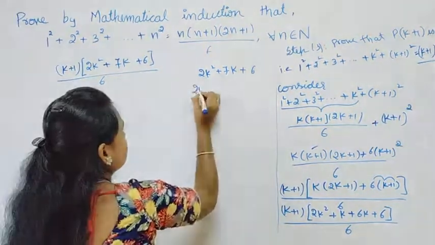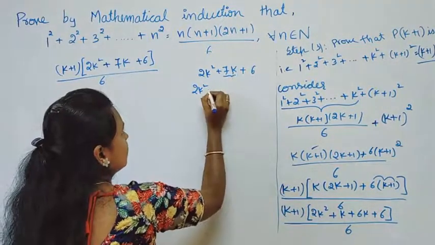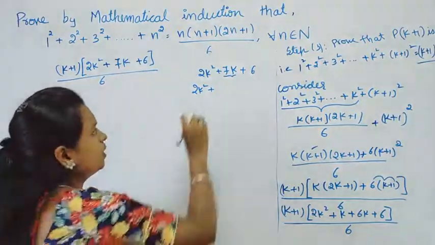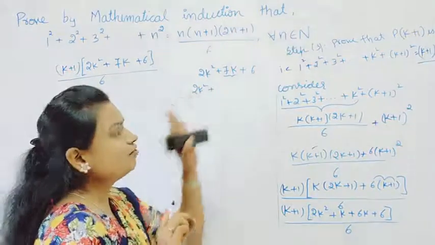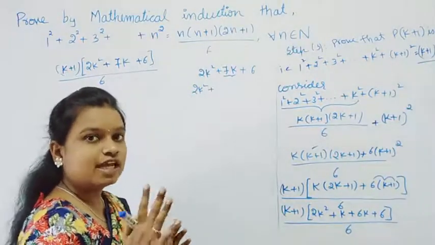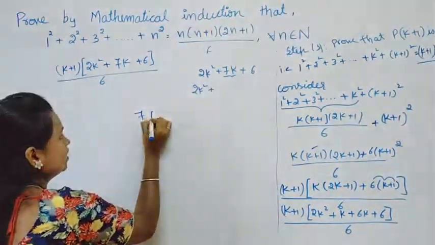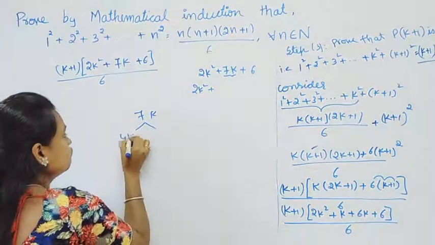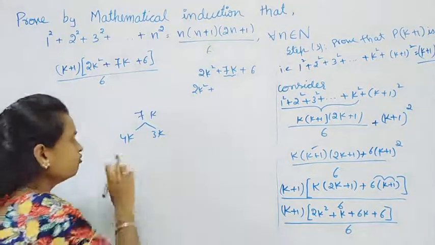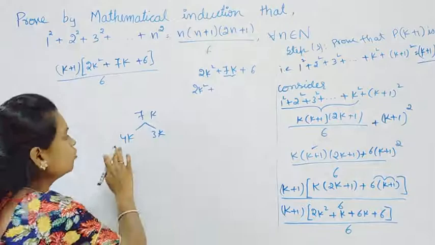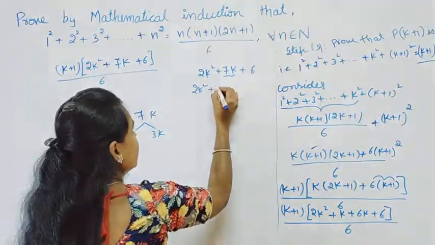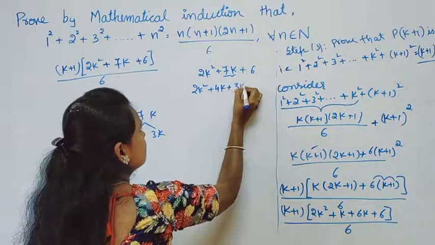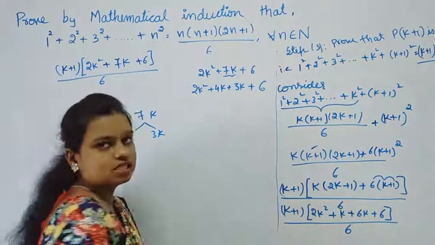So 2k square, 7k can be written as, so multiply 6 and 2, we get 12. We have to get 12, and if we add we have to get 7. So can I take 4 and 3? So 7k can be written as 4k and 3k. 4 plus 3 is 7. 4 threes are 12. Okay. So 7k can be split as 4k plus 3k, plus the remaining term is 6.